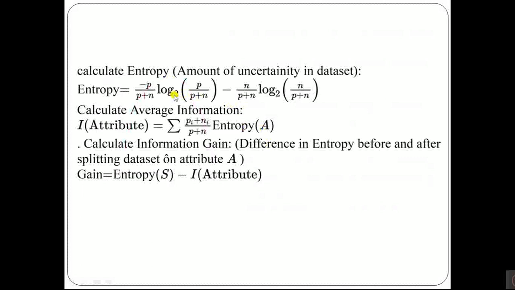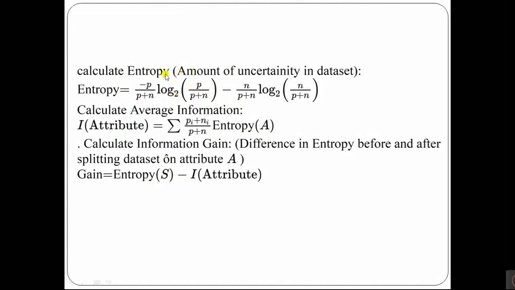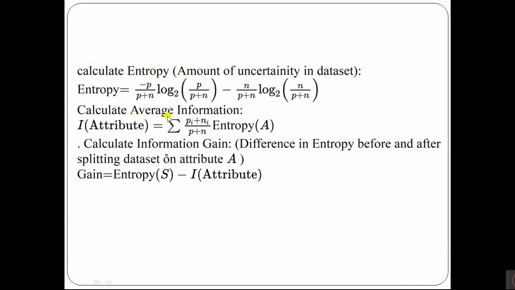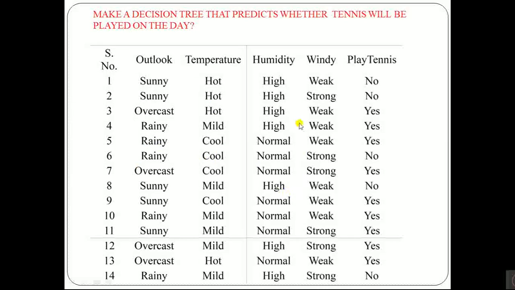So these are the formulas I used here to calculate entropy. P means positive, N means negative. And this is the formula I used here to calculate average information. This formula I use to calculate information gain. So here I am going to illustrate with an example.